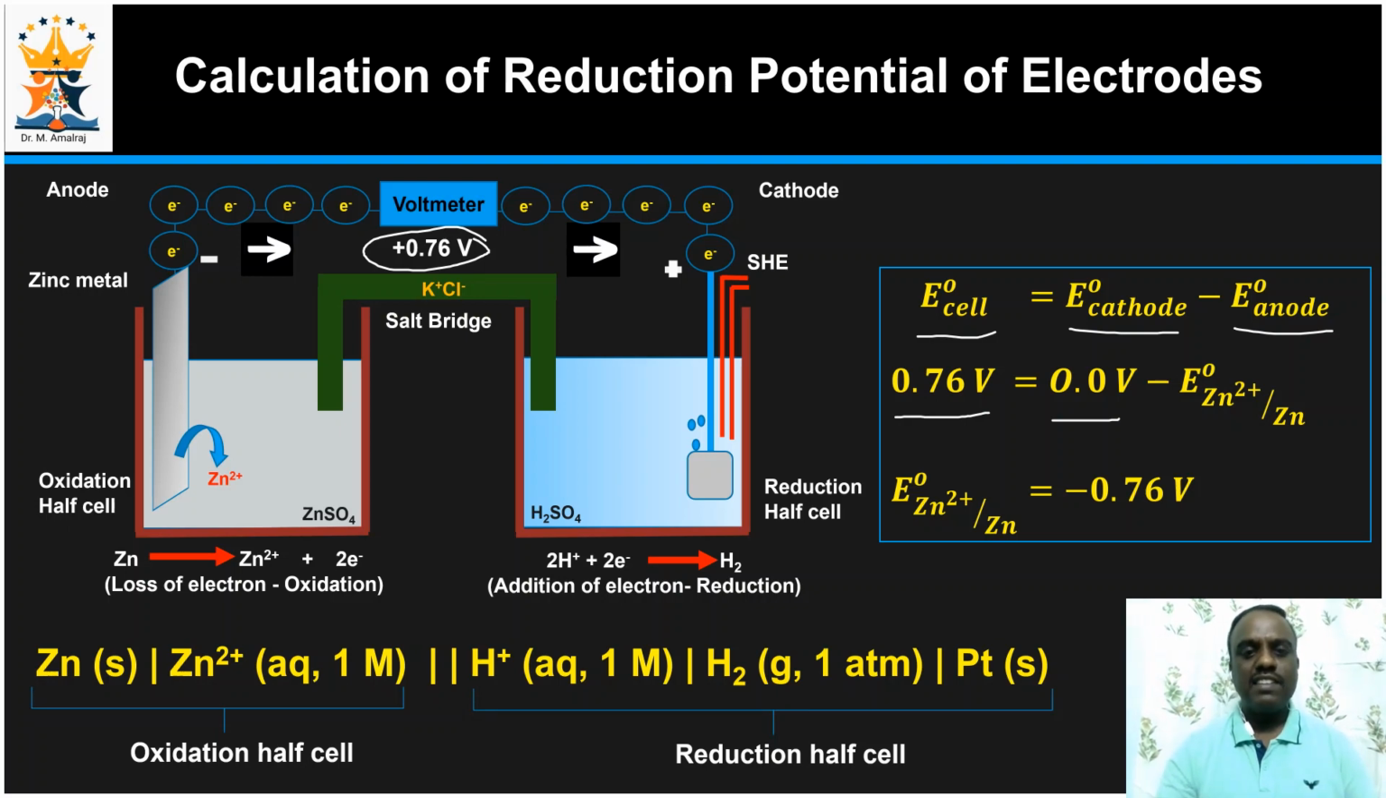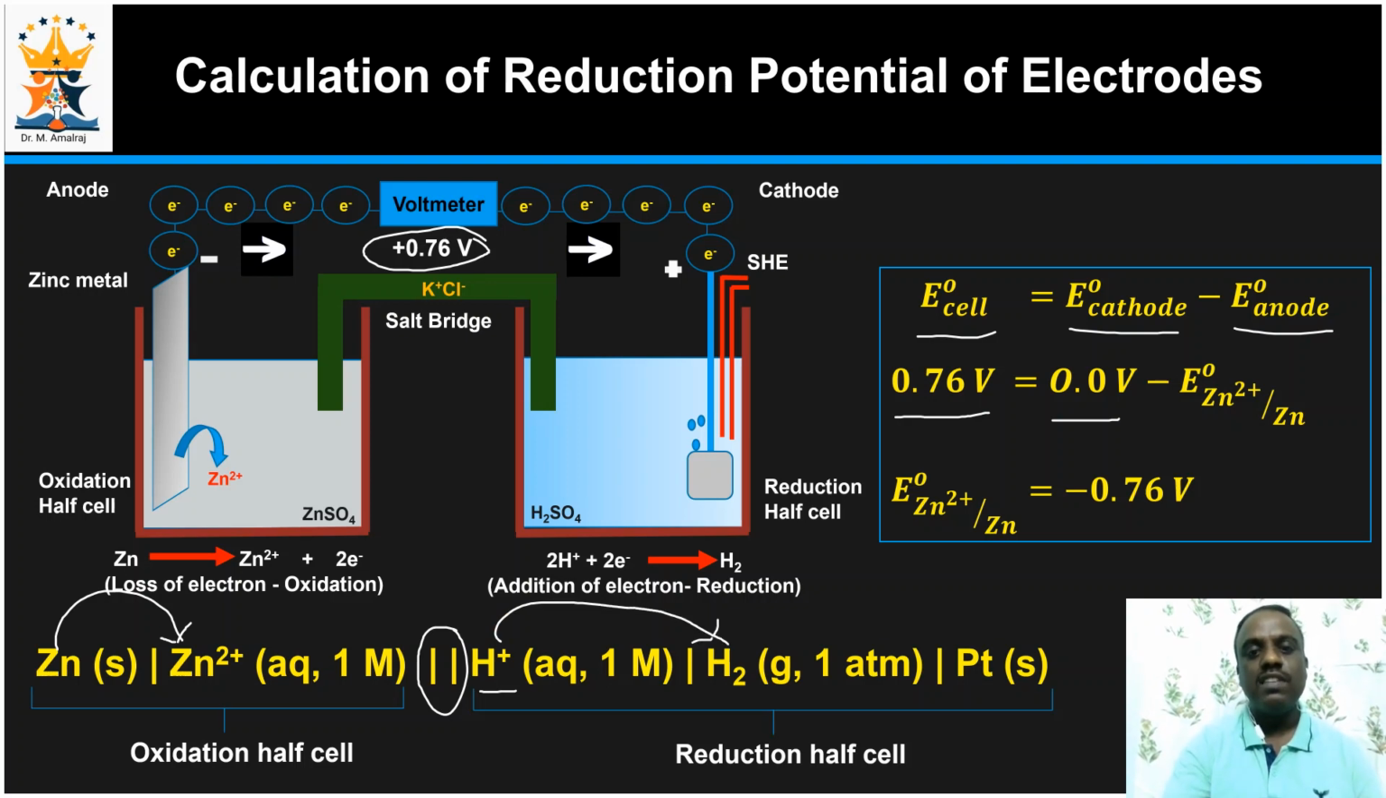and the corresponding cell reaction is given here. See that, as I mentioned earlier, this double slash represents the salt bridge, and the left side we have the oxidation half cell, that is zinc is getting oxidized to Zn 2 plus ion, and in the right hand side see that hydrogen ions are reduced to H2 because standard hydrogen electrode acts as the cathode here, and see the condition here, hydrogen is gas and it is in 1 atmospheric pressure. See that in addition to this we have to mention the solid platinum electrode also in the case of standard hydrogen electrode.